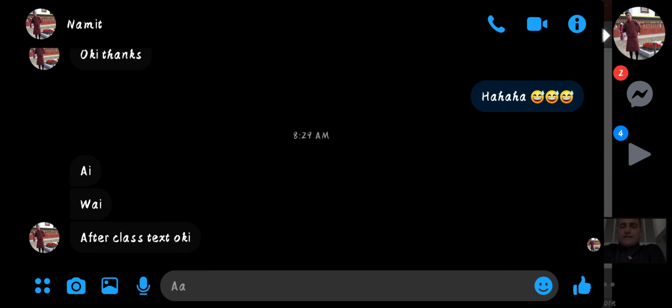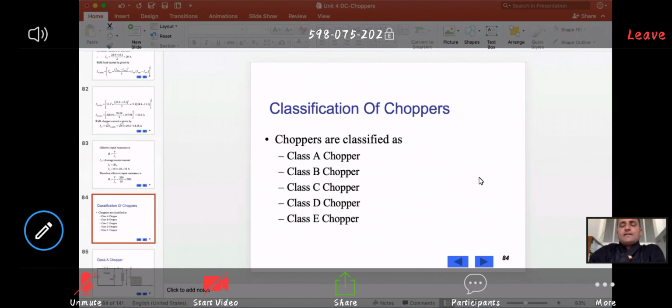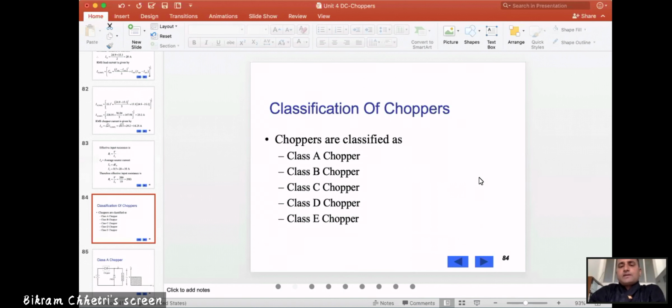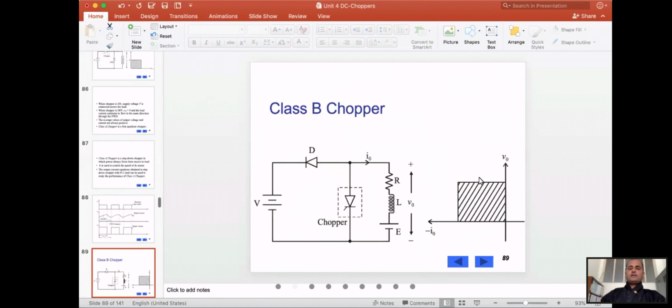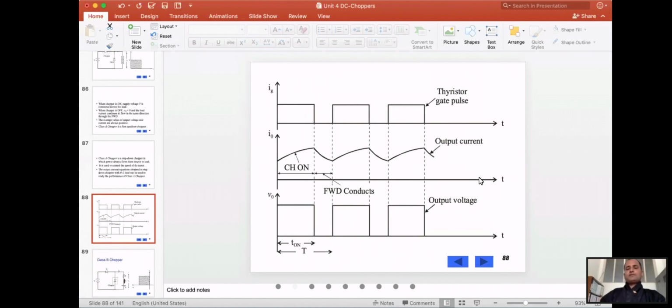Choppers are classified, as we have seen in the last class, into different forms. You can classify them by input and output voltage. Last time, buck and boost, or step up and step down, depending on the output. Now the classification is based on class A, class B, class C, class D, class E. These are the different types of chopper classification, based on which quadrant it is working in.